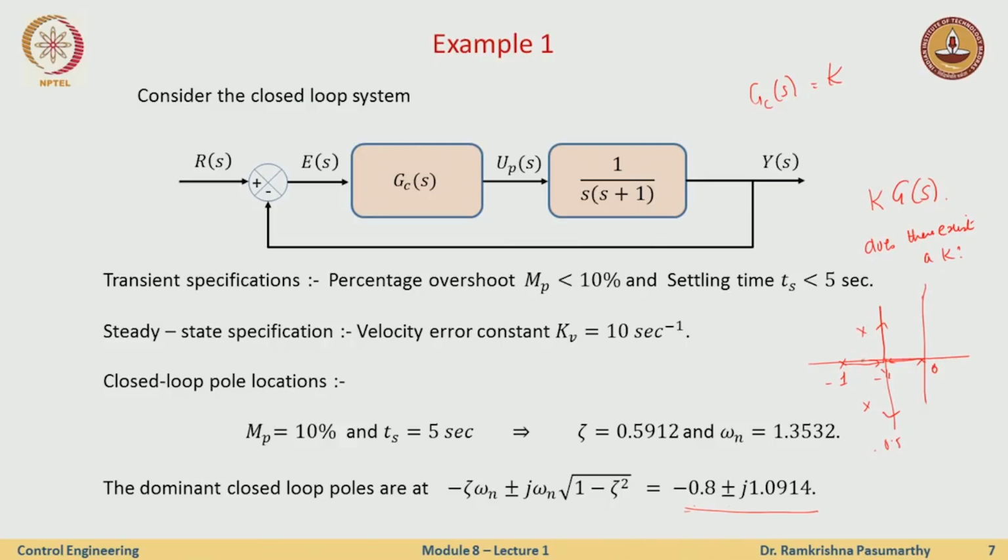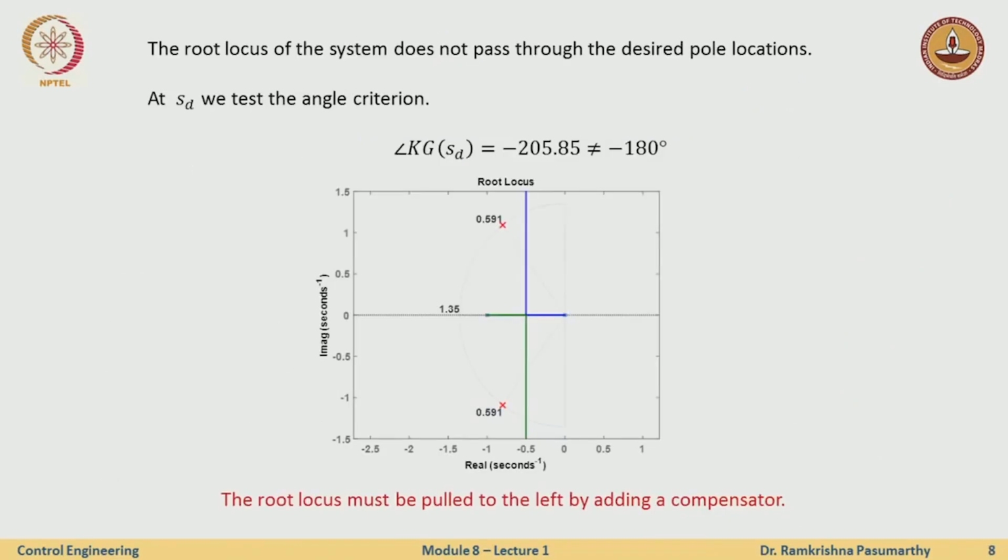Okay. So, the concept here is that these dominant poles should lie on the root locus of the closed loop system. That is how we will make use of the root locus plot to design controllers. Okay. So, more on this will come shortly. So, what we should check is whether the root locus of the system passes through the desired pole locations. The answer is no. Another way to check is also the angle criterion, right?